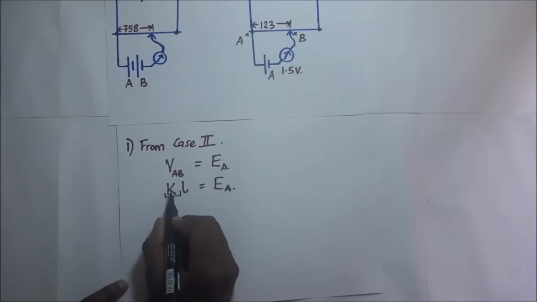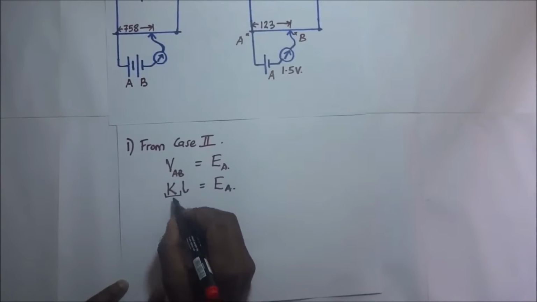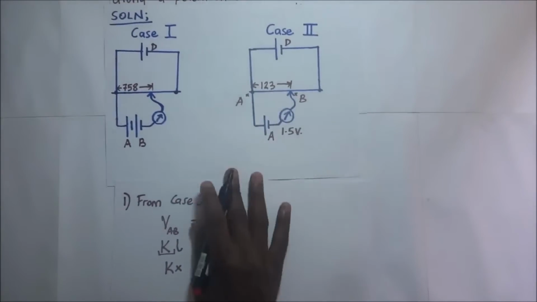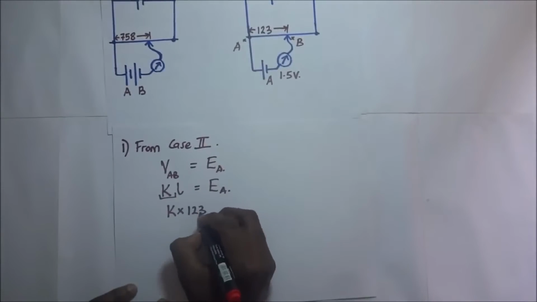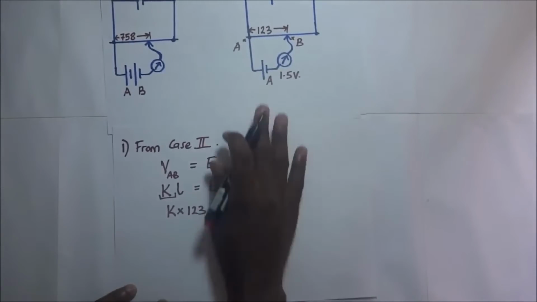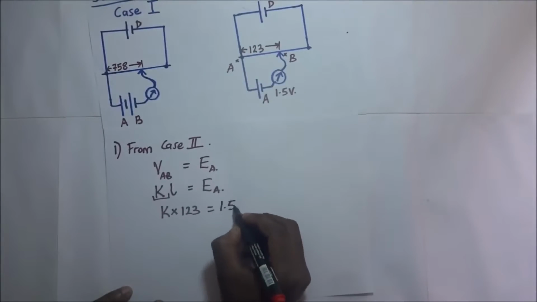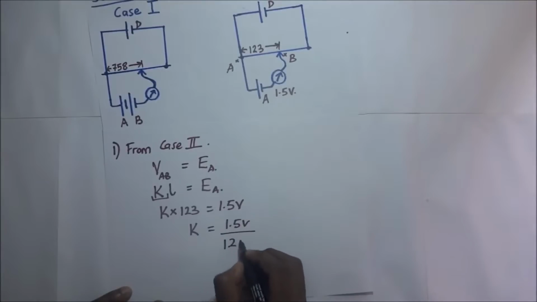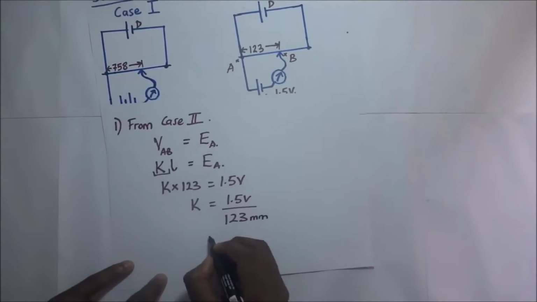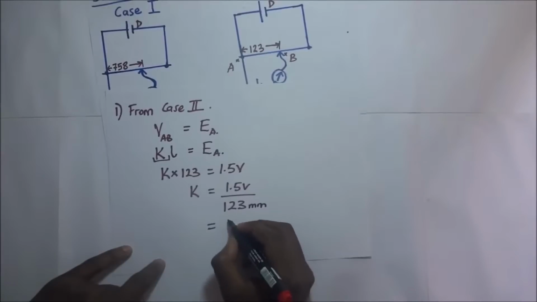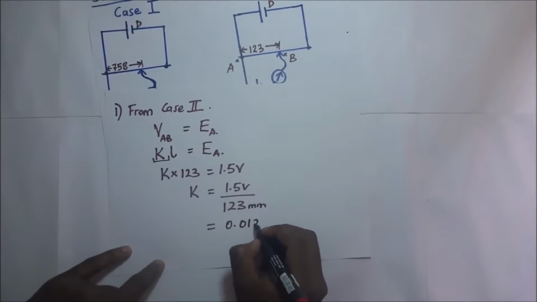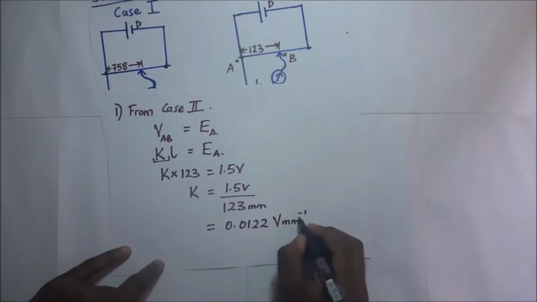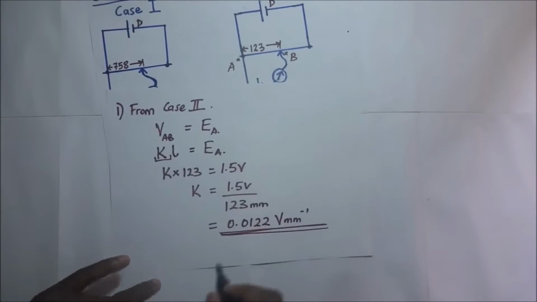Now the PD per unit length, which is the value of K that we are looking for, we shall leave as K. Multiply that by L, the balance length, which is 123 millimeters. So 123 millimeters is going to give us the EMF of cell A, which is 1.5 volts. So our value of K is going to be 1.5 volts divided by 123 millimeters, and our answer is 0.0122 volts per millimeter. Now this is our value of K, or call it the PD per unit length.